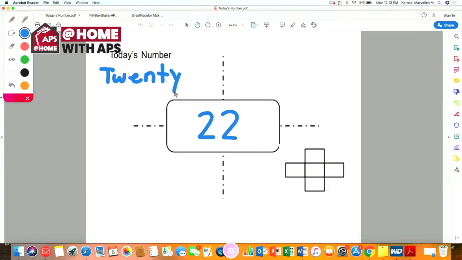And use a little dash or a hyphen before you put the 2. So this says 22. What else could I do to represent it? Last week we read the book King's Commissioner. Do you remember that? What were they using in the book to represent numbers?